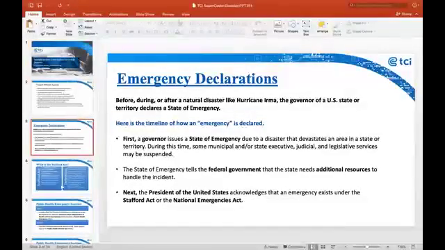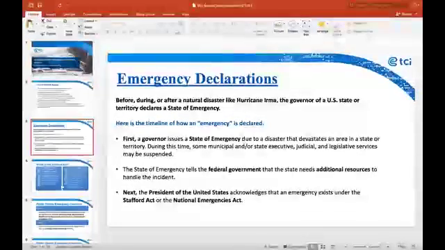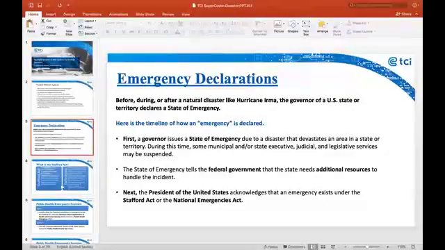During this time, some municipal and or state executive, judicial, and legislative services may be suspended. The state of emergency tells the federal government that the state needs additional resources to handle the incident because what they have available is just not enough at that time. Next, the President of the United States acknowledges that an emergency exists under the Stafford Act or the National Emergencies Act.